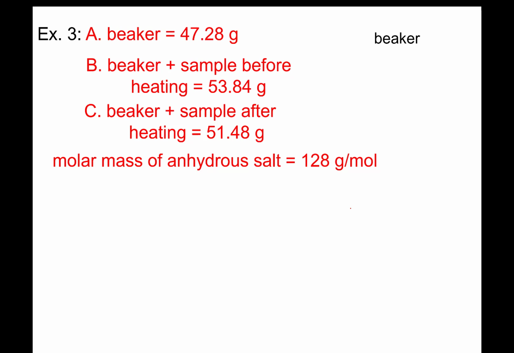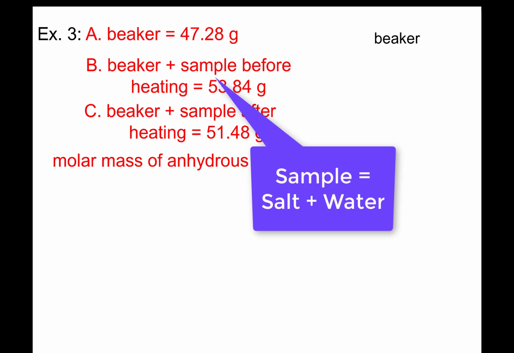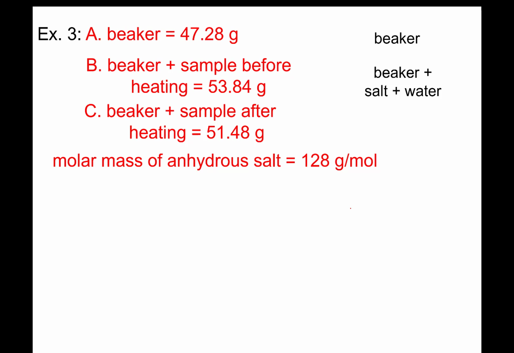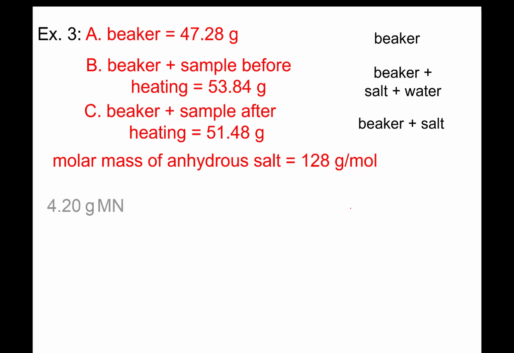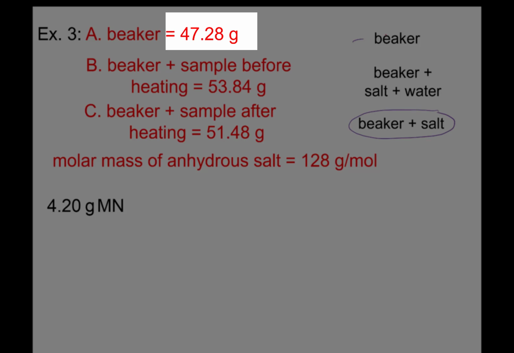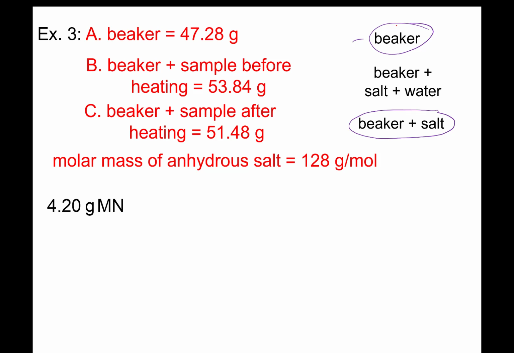We've got our beaker, and sample. Remember, the sample is the salt and the water. And then after heating, we've got the beaker with just the salt left in it. They give us the molar mass of the anhydrous salt. So 4.20 grams of the salt. Again, we get that from beaker plus salt minus beaker gives us 4.20 grams.